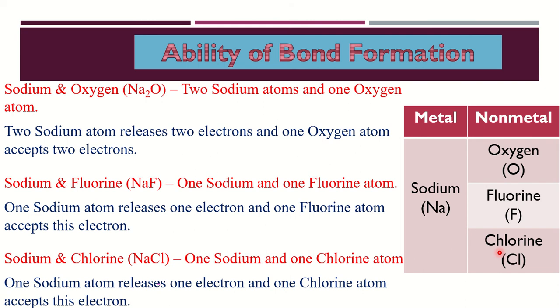Here for every case, metal sodium releases electron and non-metal accepts electron. For sodium oxide, two sodium atoms release two electrons and one oxygen atom accepts those two electrons. For sodium fluoride and sodium chloride, sodium releases one electron and fluorine or chlorine accepts this electron released by sodium.